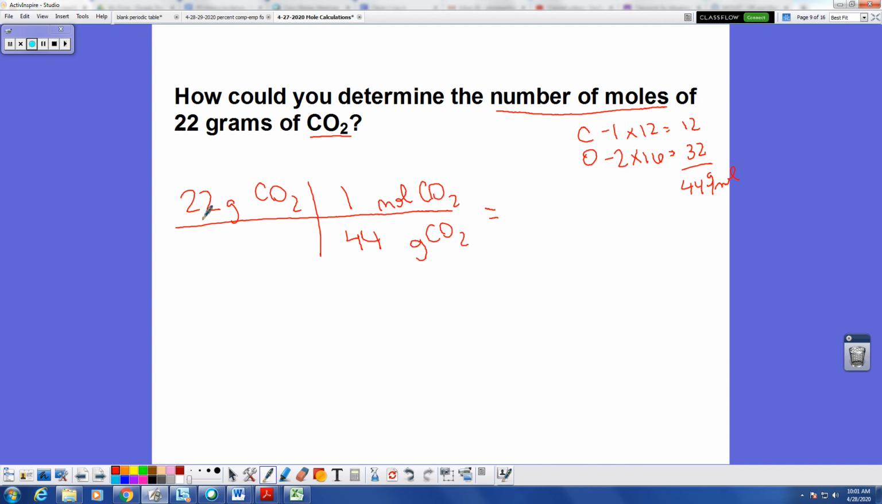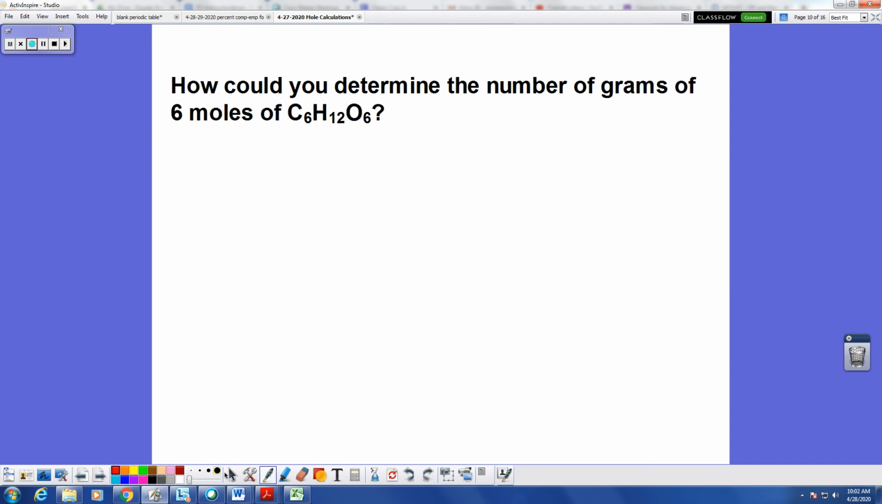Okay, so grams CO2 cancels. We're left with moles CO2. So 22 divided by 44, that's going to give us a half of a mole, or 0.5. Okay? If you didn't get that one on your own, you can pause and you can go ahead and try the other problem, which is here.